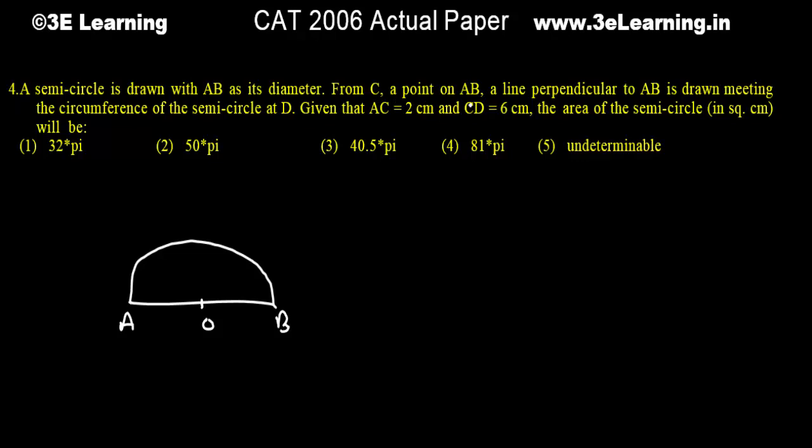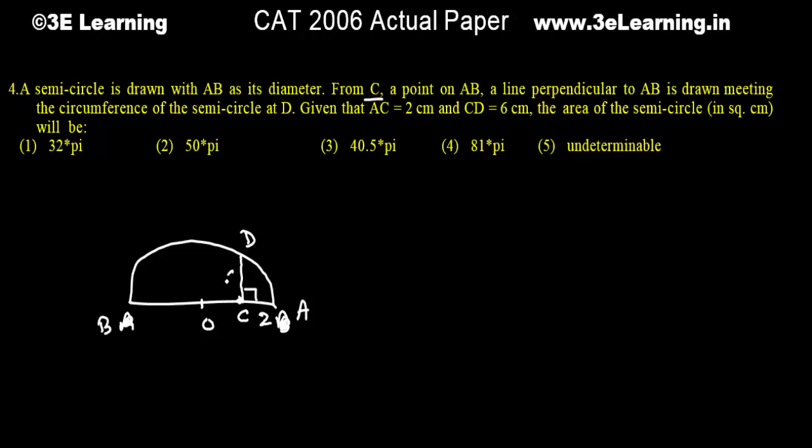From C, a point on AB, a line perpendicular to AB is drawn meeting the circumference at point D. From point C on AB, we plot a perpendicular line, that is CD. Given that AC is 2 centimeters, instead of writing B here, write A here and B here, just for sake, might be 2. So I am just reversing the values. I am checking myself, that is AC is 2. We can work with AC as 2 also, but that would be better now, because 2 is a small value.